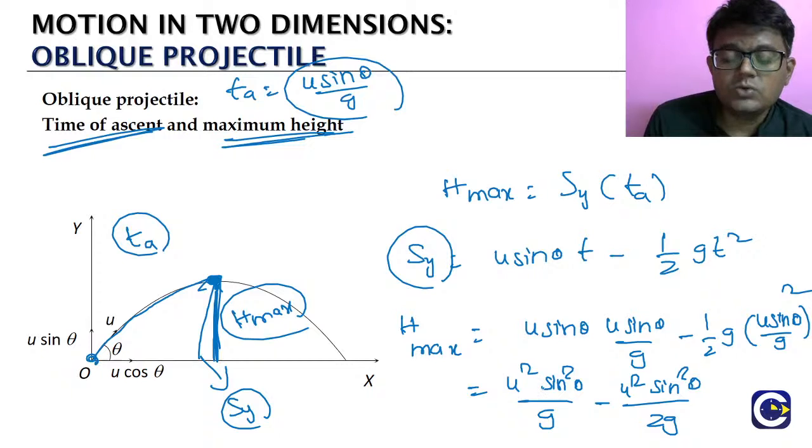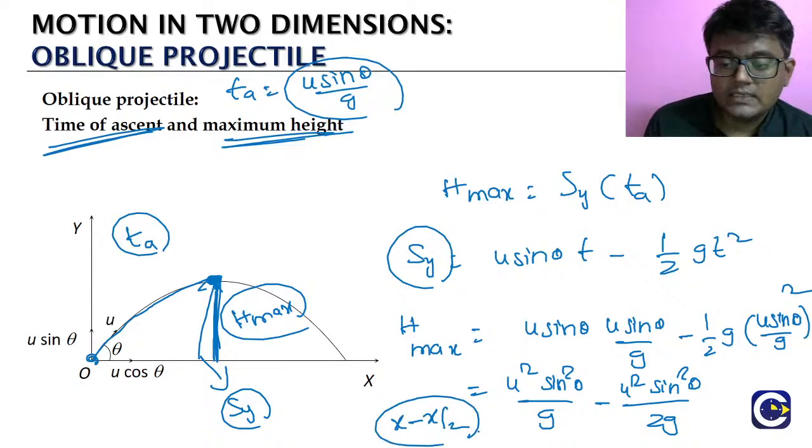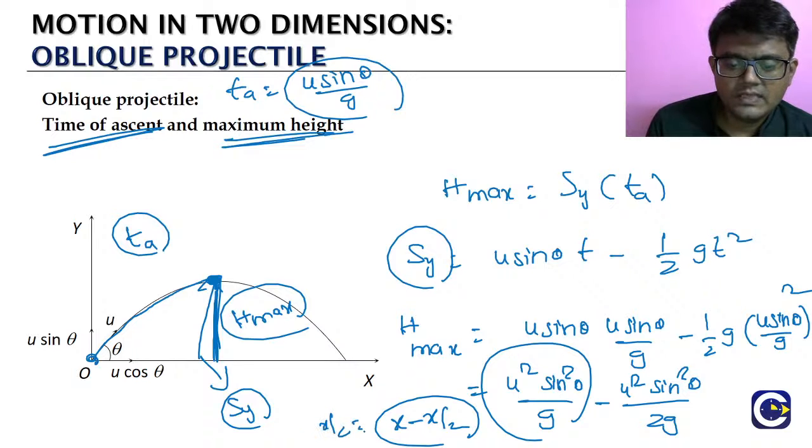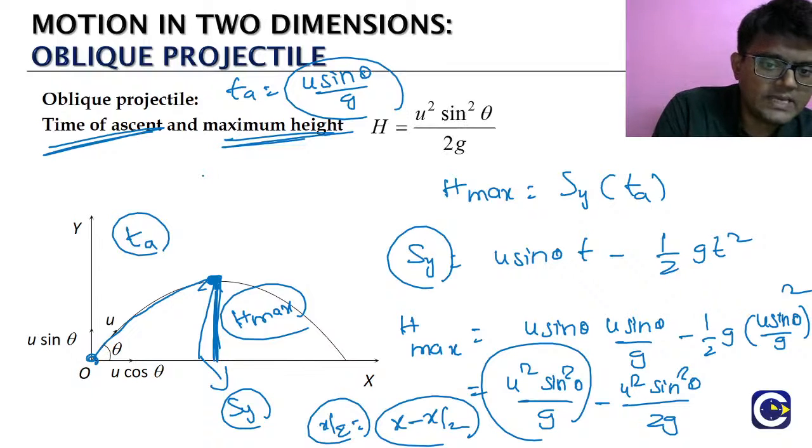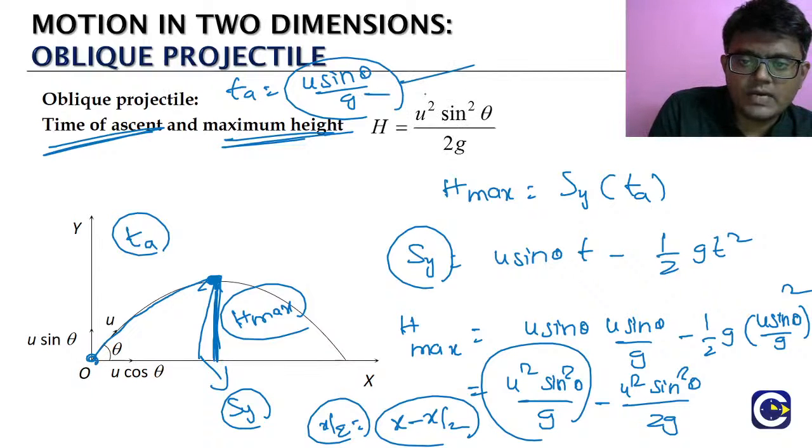So look, u square sin square theta by g minus u square sin square theta by 2g. How does this look? So this is like what? Like x minus x by 2, isn't it? u square sin square theta by g is like x, and u square sin square theta by 2g is like x by 2. So what is x minus x by 2? x by 2. Which means the final h max is what? What is the h max value? u square sin square theta by 2g. This is an important result.